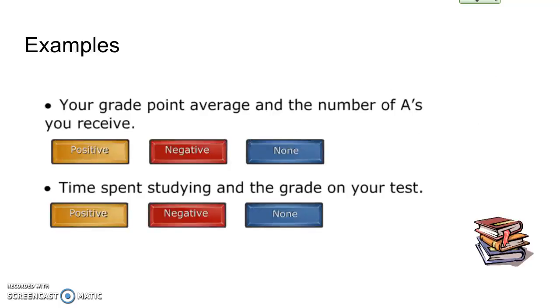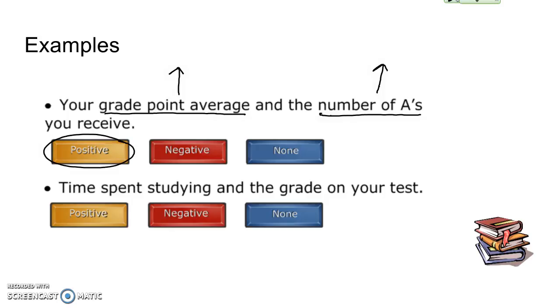So call this example 1 in your notes. Your grade point average and the number of A's that you receive. As your grade point average goes up, what happens with the number of A's that you receive? Does it go up or down? It would also go up because your GPA, your grade point average, is higher depending on the number of A's you get. So that would be a positive correlation since it's up and up, positive and positive.